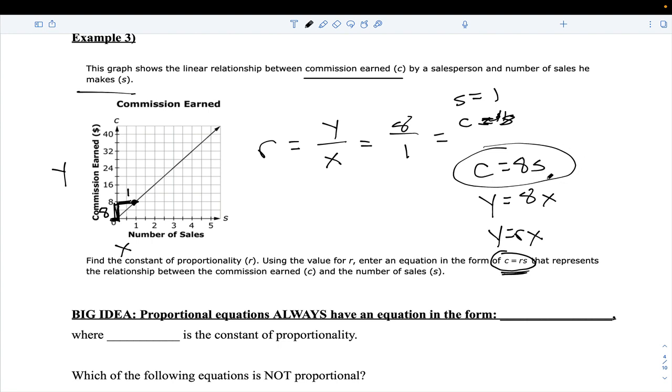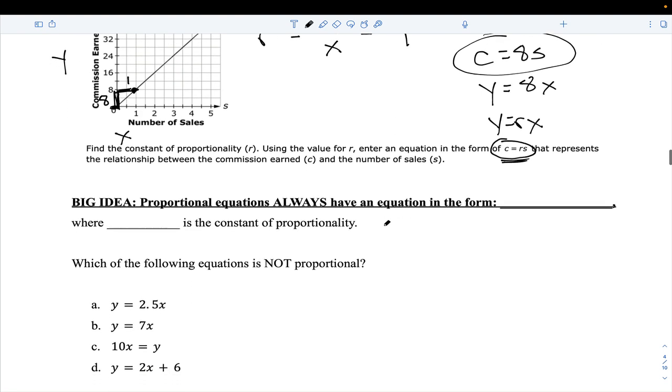If I make 10 sales, how much money do I make? If the S is 10, how much money do I make? 10 times 8 is 80. You could do 100 sales, and that'd be 100 times 8, that's 800. Proportional relationships are pretty easy because you just plug it in and multiply it to find that next one.